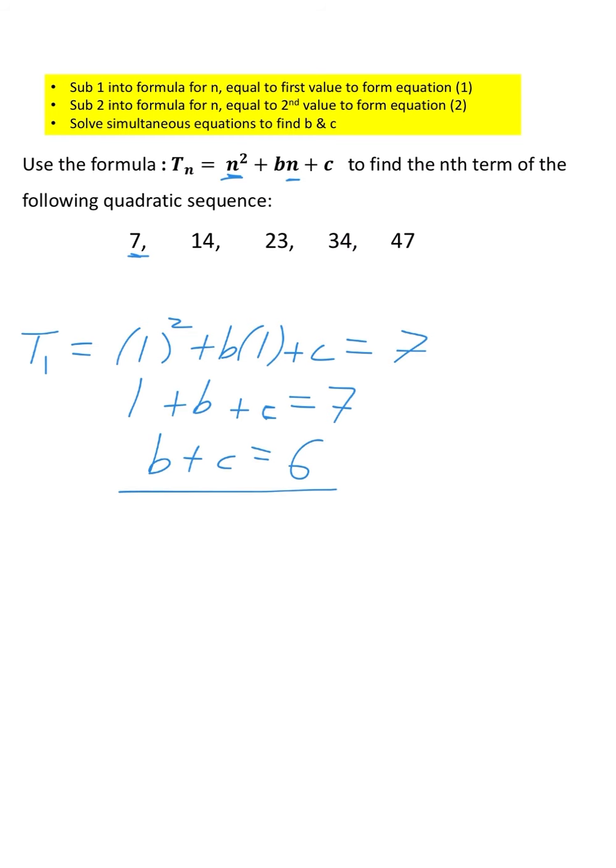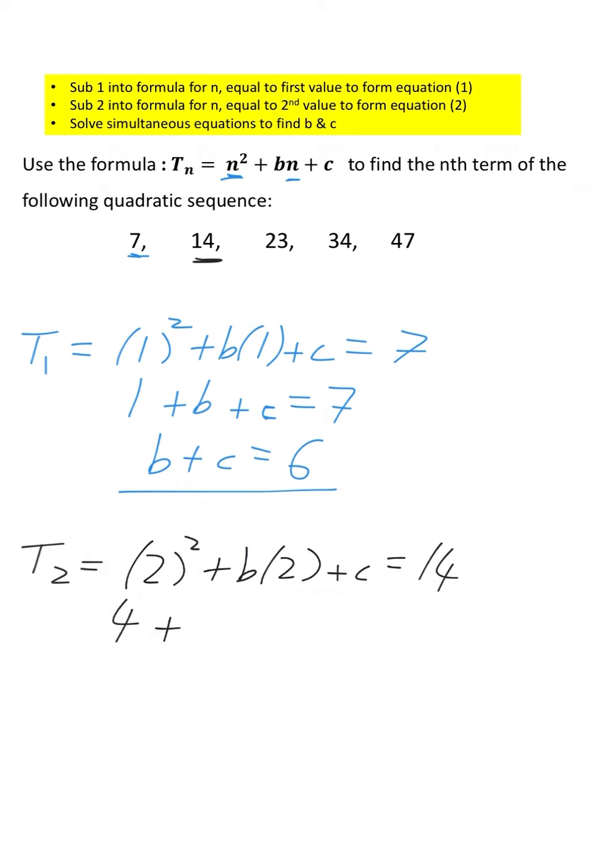Now, step 2 is we sub 2 into the formula for n. So instead of 1 now, I'm putting in 2. So replacing n now with 2, we'll have 2 squared plus b times 2 plus c equals the second term now, which is 14. So 2 squared is 4, b times 2 is 2b, plus c equals 14. Bring the 4 across now, so it'll be 14 minus 4, which is 10. So then 2b plus c is equal to 10.